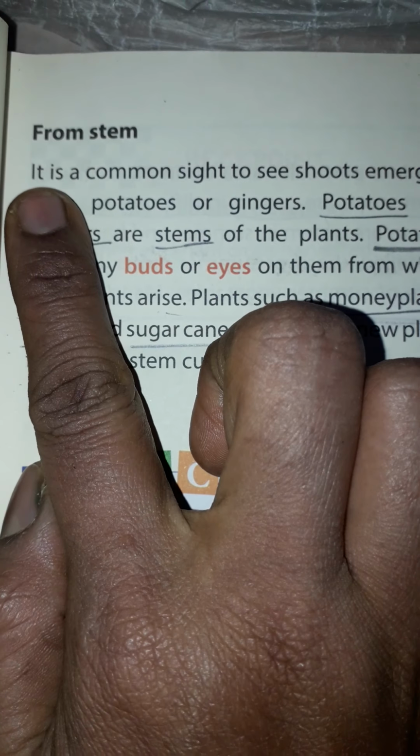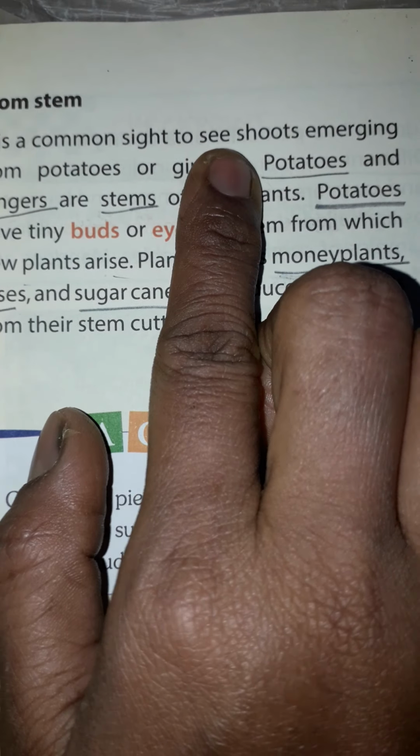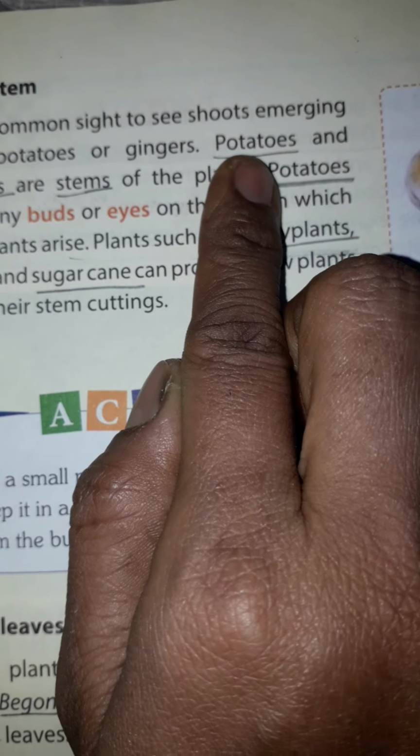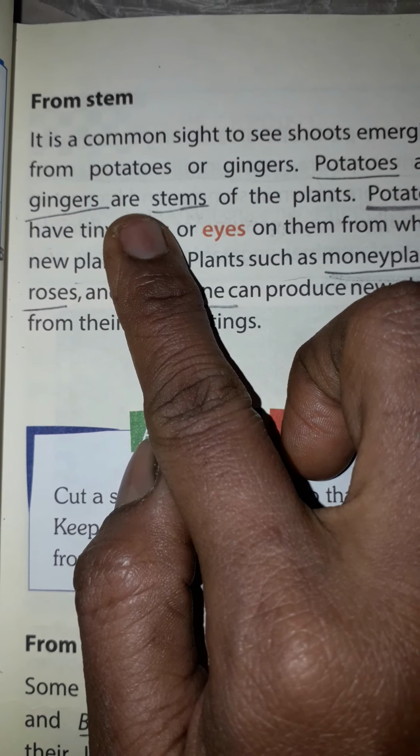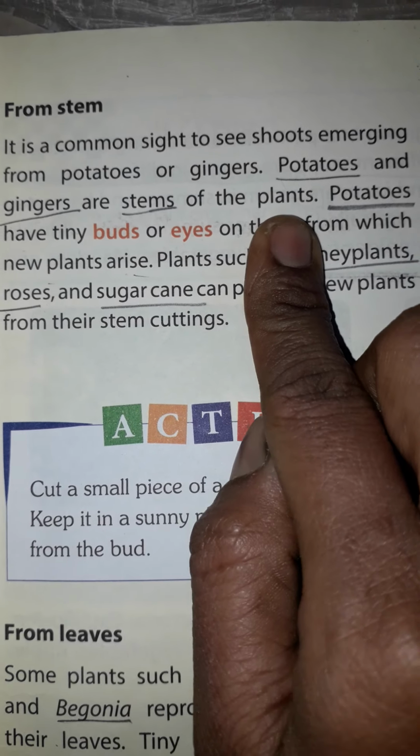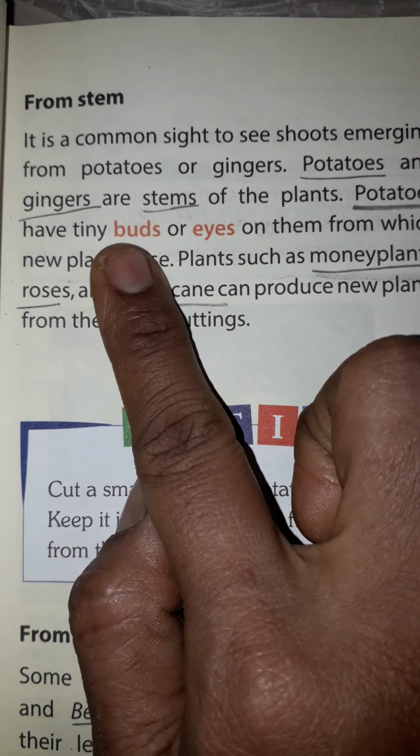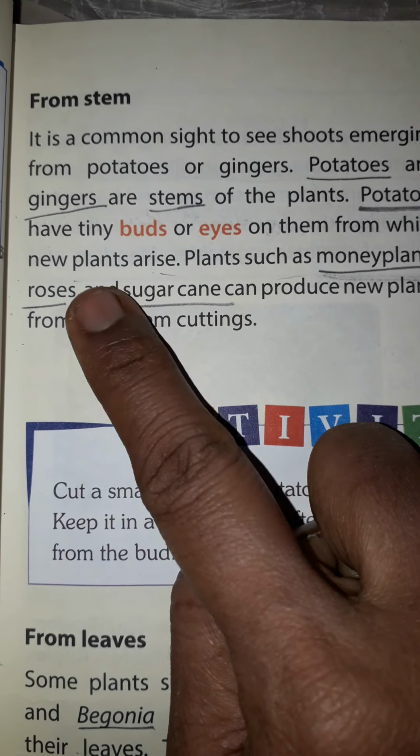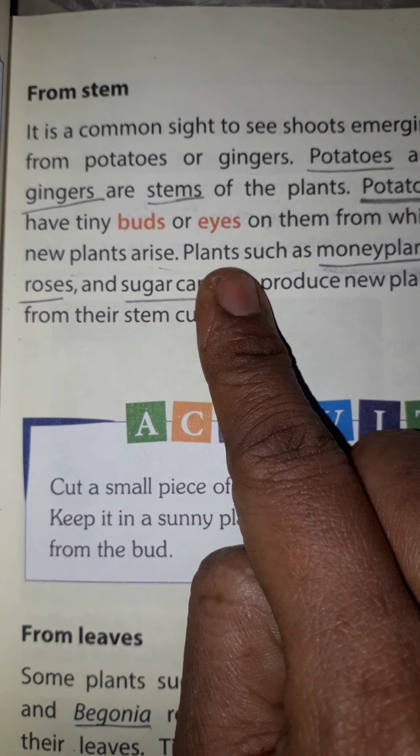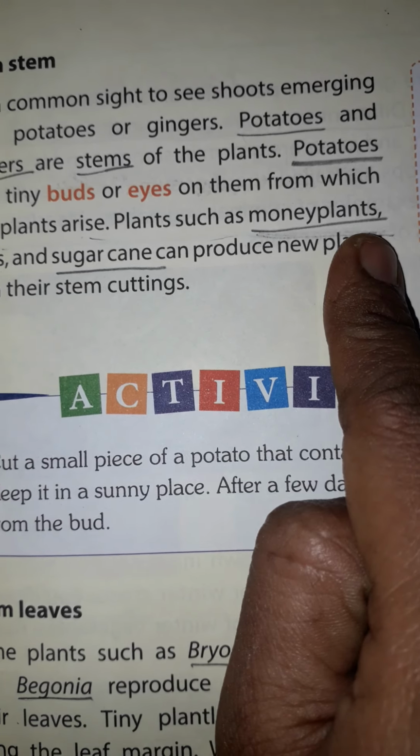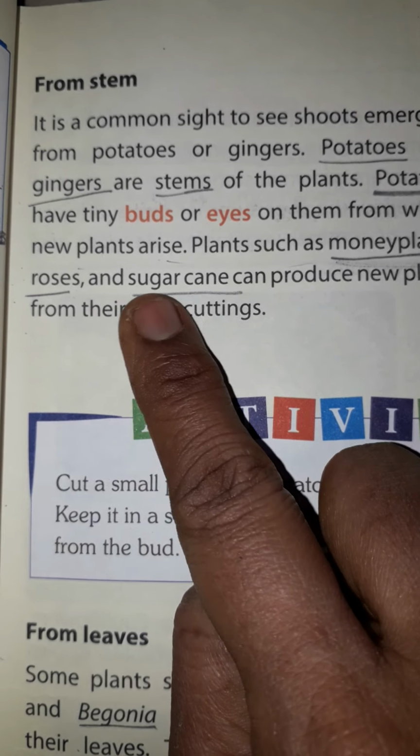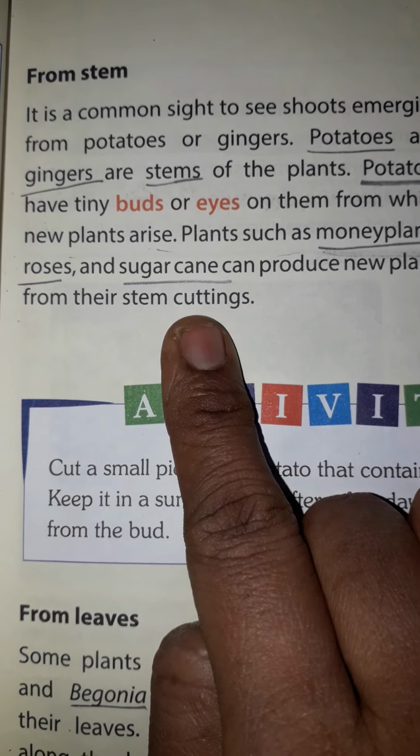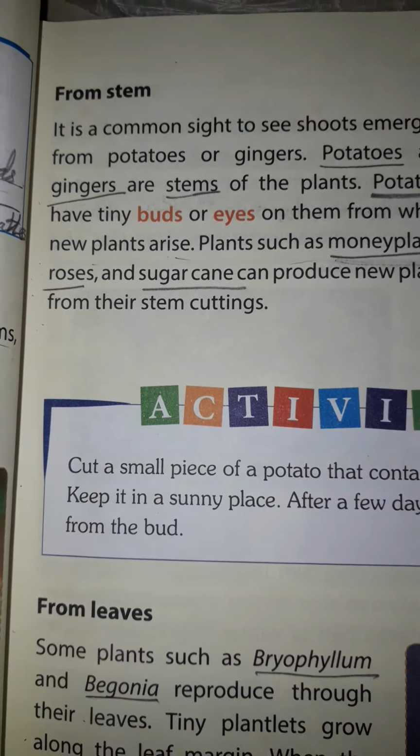It is a common sight to see shoots emerging from potatoes or gingers. Potatoes and gingers are stems of the plants. Potatoes have tiny buds or eyes on them, from which new plants arise. Plants such as money plants, roses, and sugar cane can produce new plants from their stem cuttings.